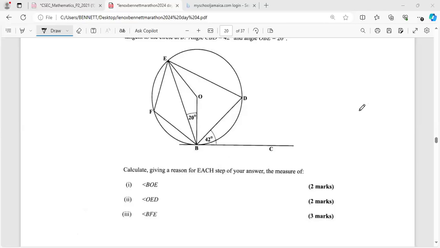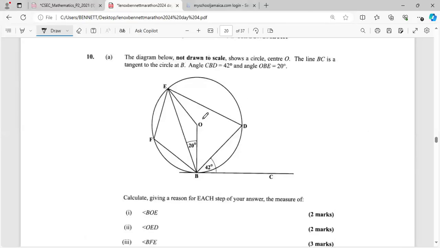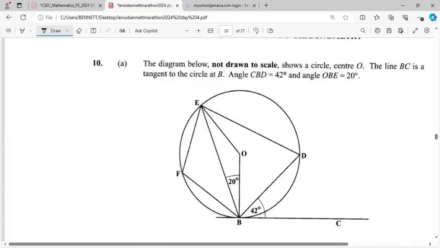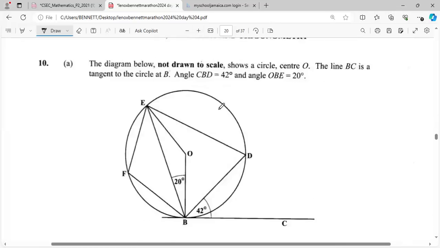So we could say what we know. Based on the notes, and guys, please read the notes, it's a very important part of it. It says the diagram below, not drawn to scale, shows a circle, center O. The line BC is a tangent, and angle CBD is 42. OBE is 20. Without even looking at what they ask, we just start putting in some angles we can see. Straightforward. Reason with me, guys, and tell me if I'm going too fast.